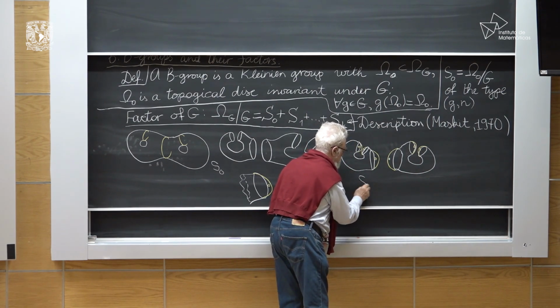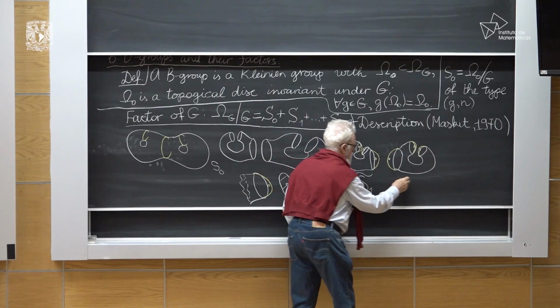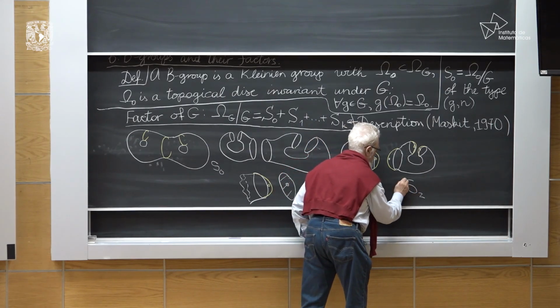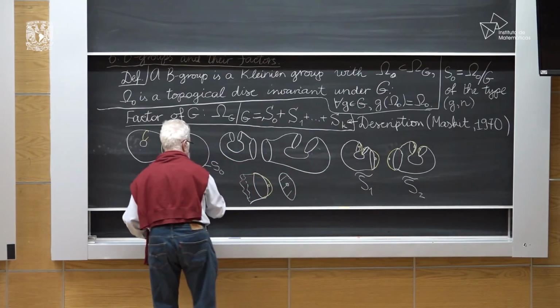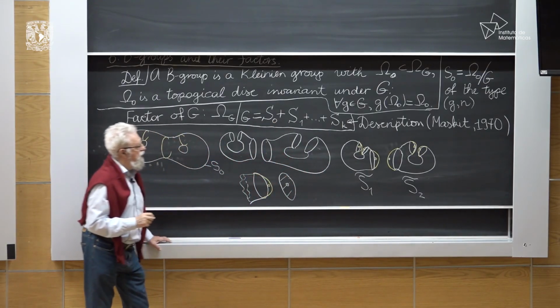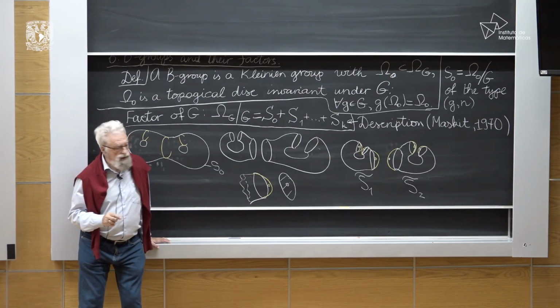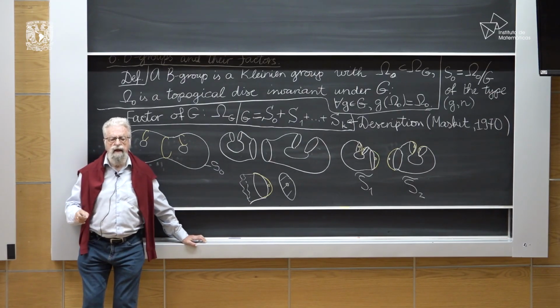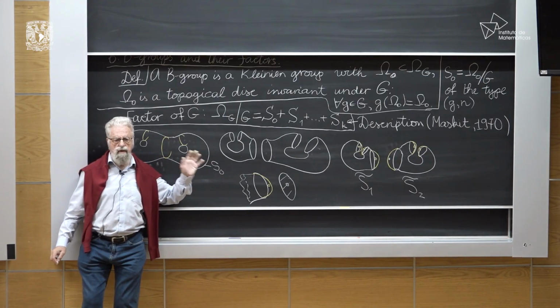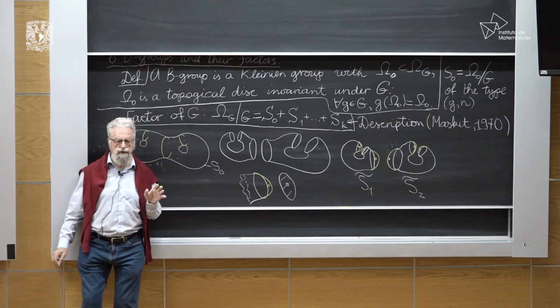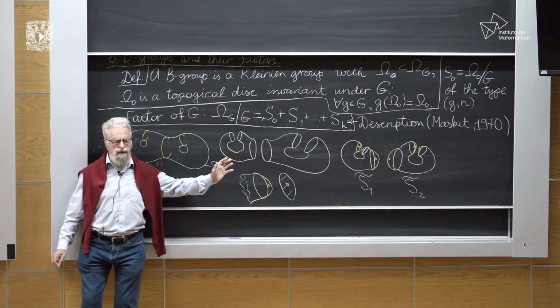And we call this S1 0, S2 0. And this is S0. So I will say in words what the factor of the group may be, but first of all, I want to be sure that you followed my construction. Did you?